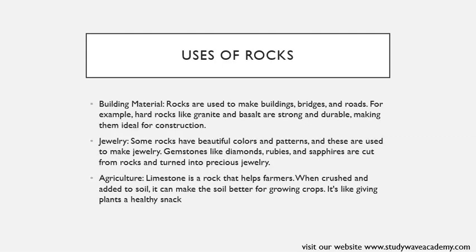Agriculture. Limestone is a rock that helps farmers. When crushed and added to soil, it can make the soil better for growing crops. It's like giving plants a healthy snack. So farmers use special rock like limestone to make their soil better for growing crops. It's like plant food for the ground. Okay? So these are uses of rocks.